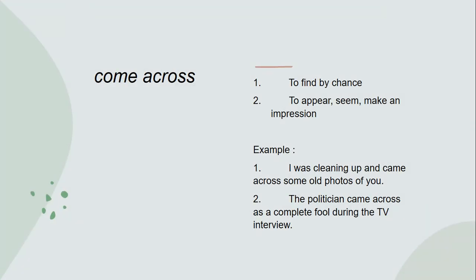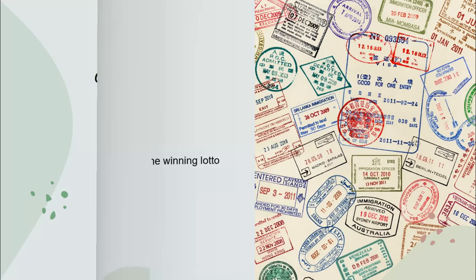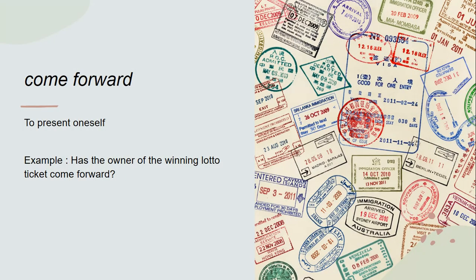Come across. To find by chance. For example, I was cleaning up and came across some old photos of you. Or to appear, seem, or make an impression. For example, the politician came across as a complete fool during the TV interview. Come forward. To present oneself. For example, has the owner of the winning lotto ticket come forward?